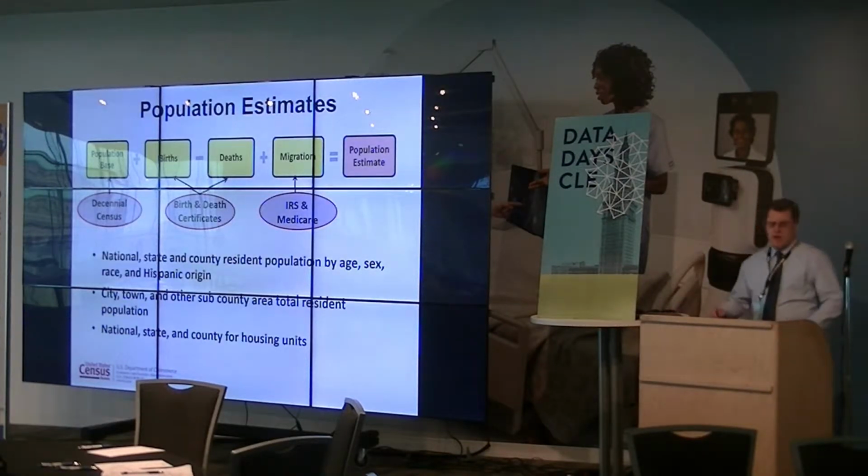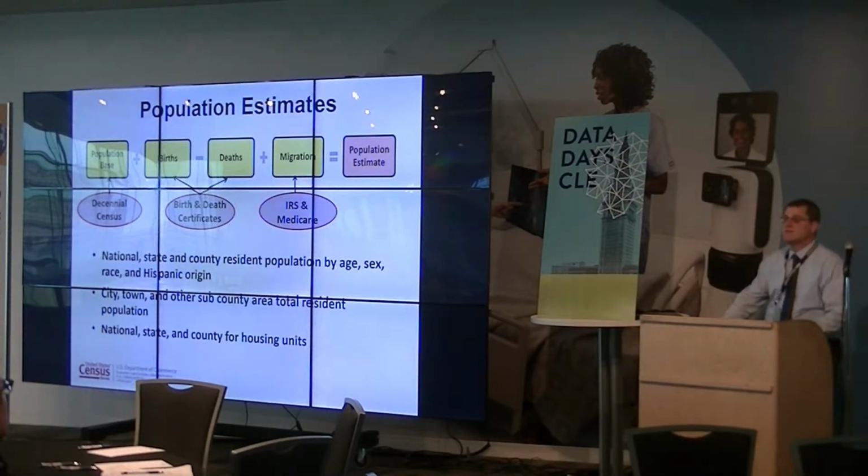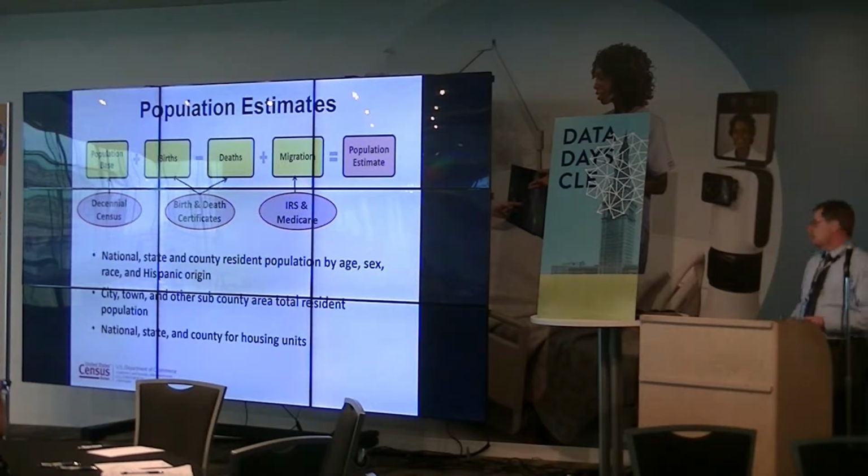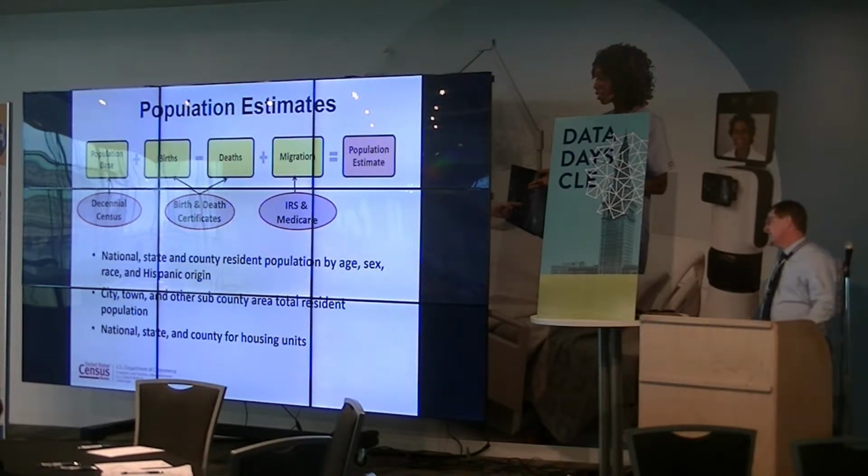Population estimates use the decennial census as the population base. We add births, subtract deaths, and then we add migration, which we get from IRS and Medicare, to come up with a population estimate. We have them at the national, state, and county level by age, sex, race, and Hispanic origin. We also have city and town. If you go lower than the county, you're just going to get population numbers. We also have housing unit estimates as well.